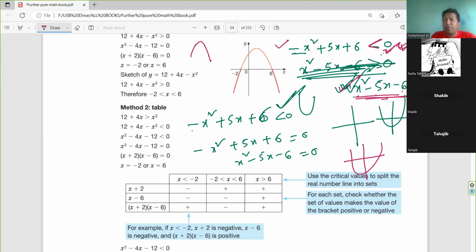But if you follow this curve, definitely the inequality changes. This time the curve will be positive. You will search where the curve is positive. I think everybody understands this, right?